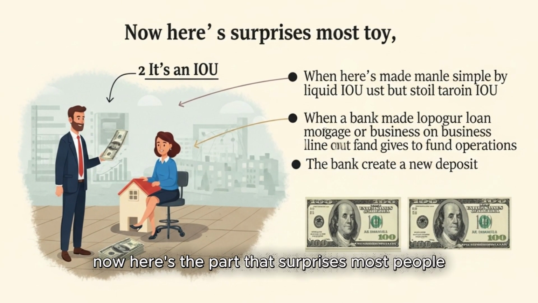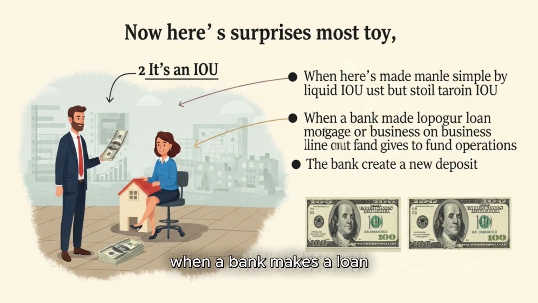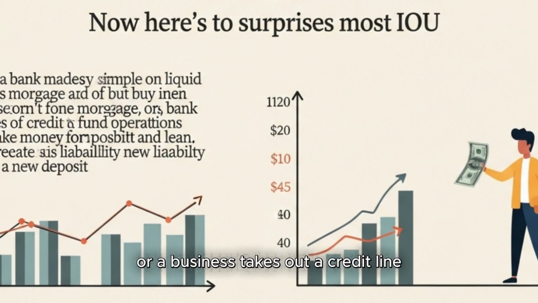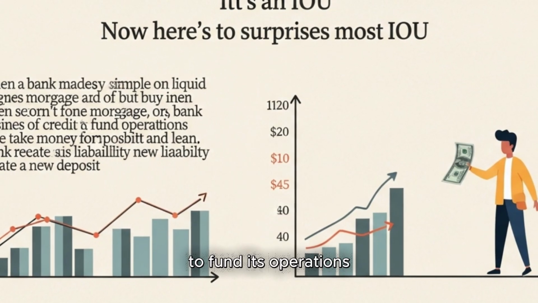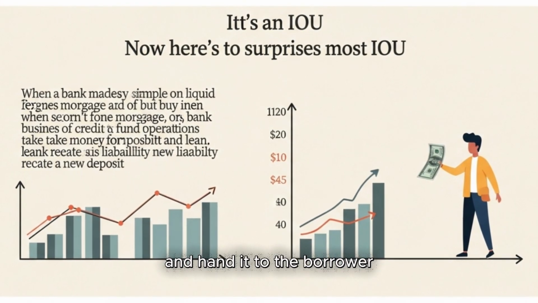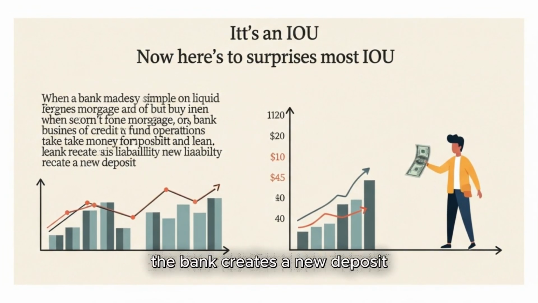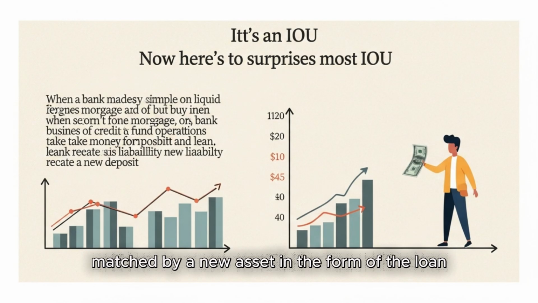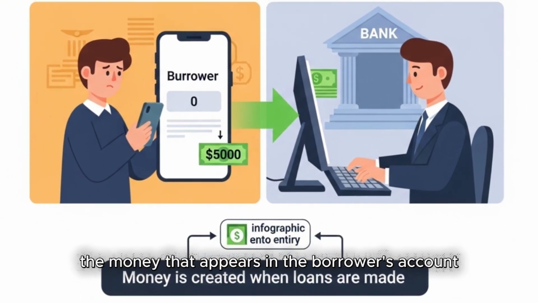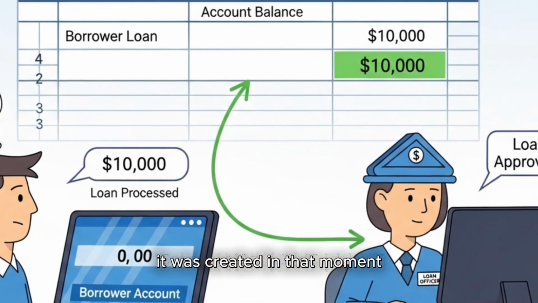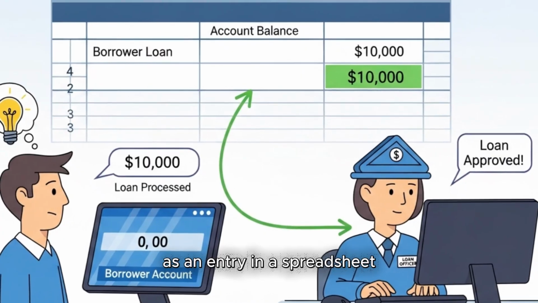Now here's the part that surprises most people. When a bank makes a loan, when someone takes out a mortgage to buy a house, or a business takes out a credit line to fund its operations, the bank does not take money from its depositors and hand it to the borrower. The bank creates a new deposit. It records a new liability on its books, matched by a new asset in the form of the loan. The money that appears in the borrower's account did not exist before the loan was made. It was created in that moment as an entry in a spreadsheet.